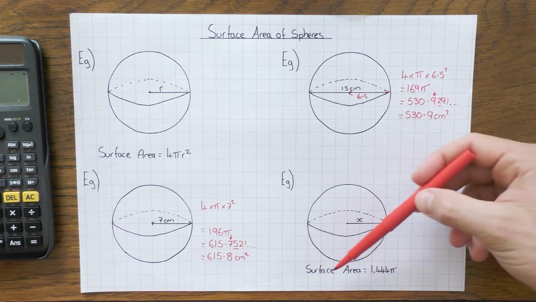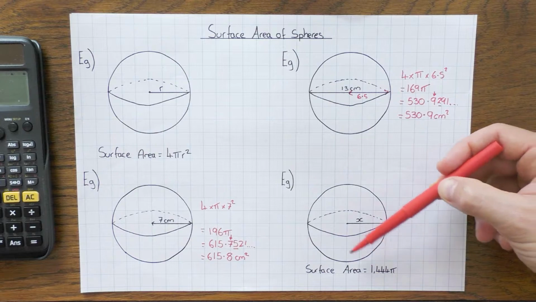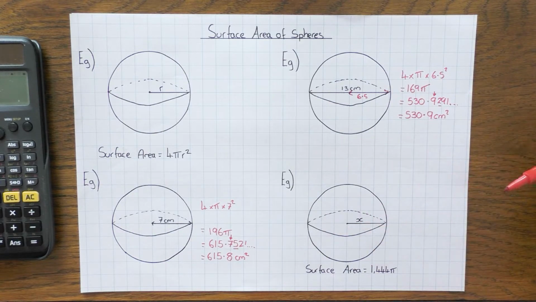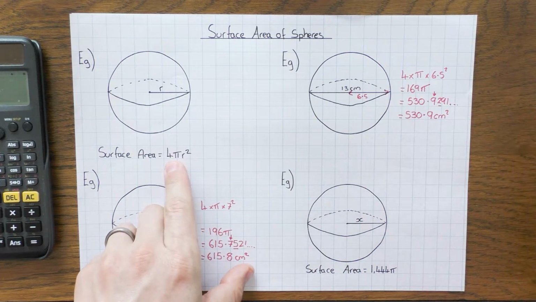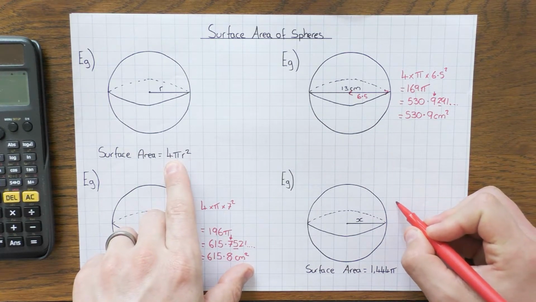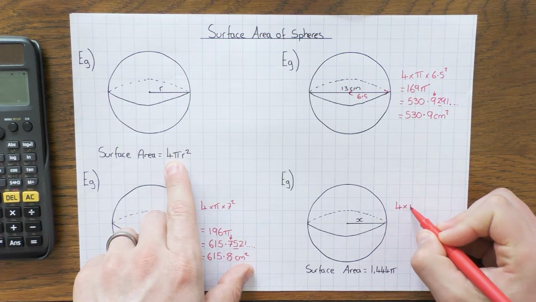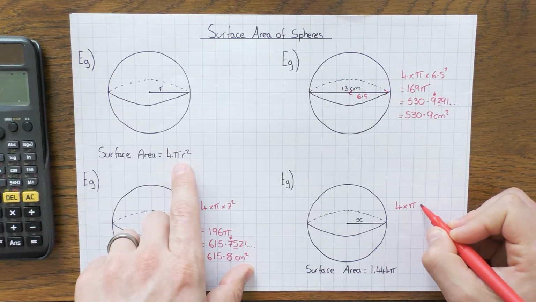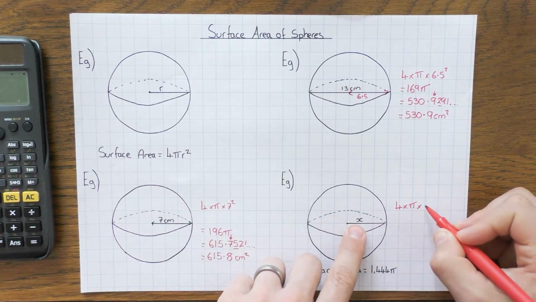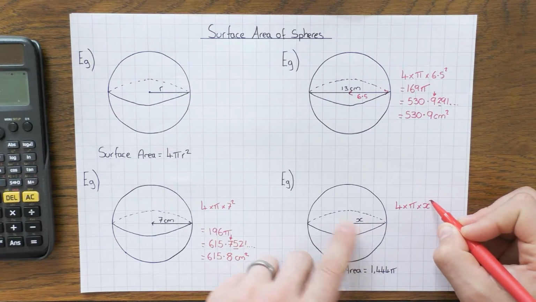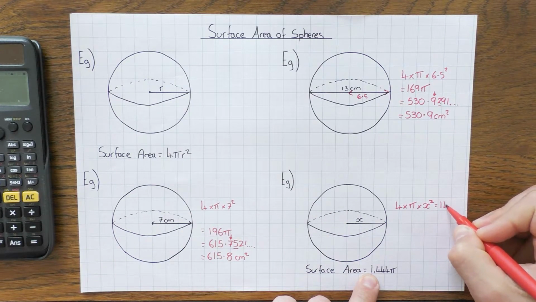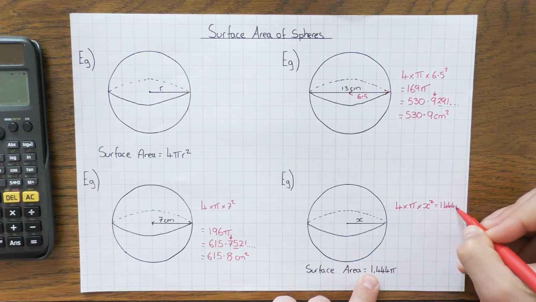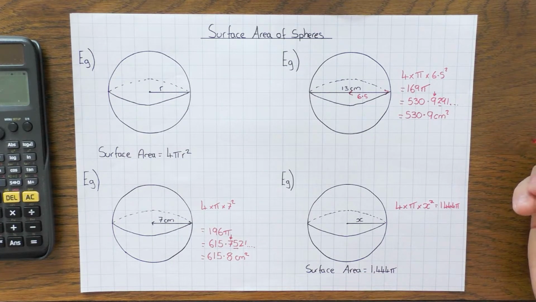In this particular case, I'm told what the surface area is, and I need to get the radius. So all I'm going to do here is substitute everything that I know into the formula. So obviously I have 4, obviously I have pi. I don't know the radius. In this case, the radius is just x, so times x squared, and then that equals the area of 1,444 pi. So all I need to do now is just solve that.